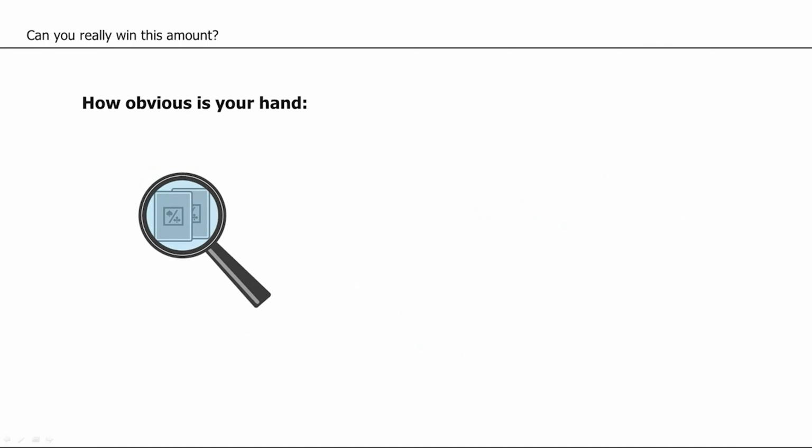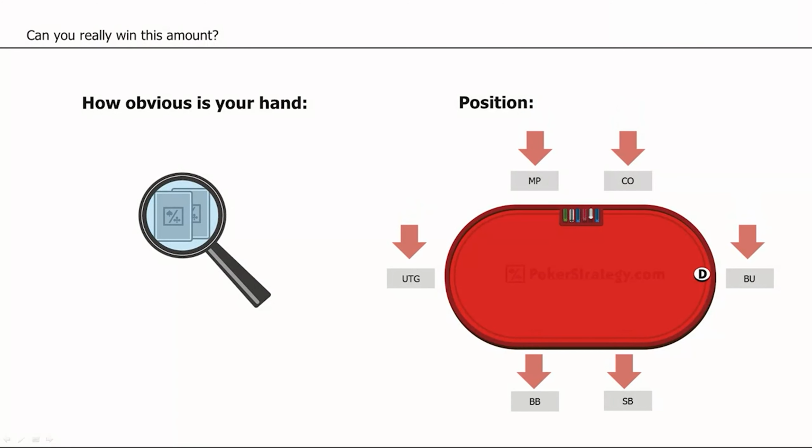Another criterion is how obvious your hand is. A made flush can be obvious to your opponent and stop him from calling your bets. Your position, of course, also plays a role, since the information advantage from the later position leads to better decisions. In position, you can call for implied odds better than you can out of position.